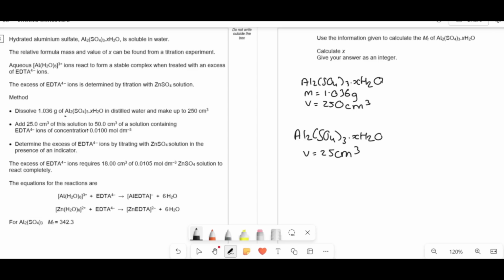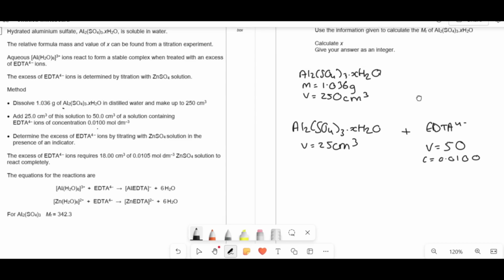It says add, this is a 2, so we're adding something to this, right? And we can see there's a volume of 50. Who does that volume belong to? The solution containing EDTA4-. Great. And I can see concentration. Who's that concentration? It's EDTA's. So you're going to write that there. C equals 0.100. Right? And then it says determine the excess of EDTA4- by titrating with ZnSO4 solution.